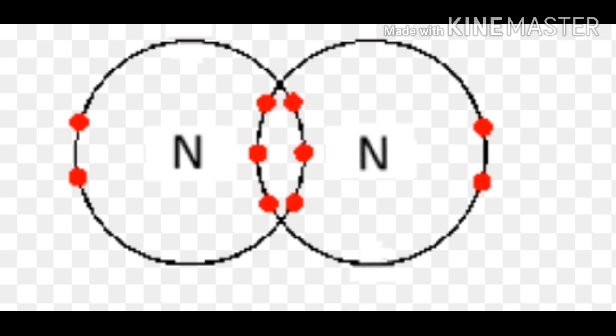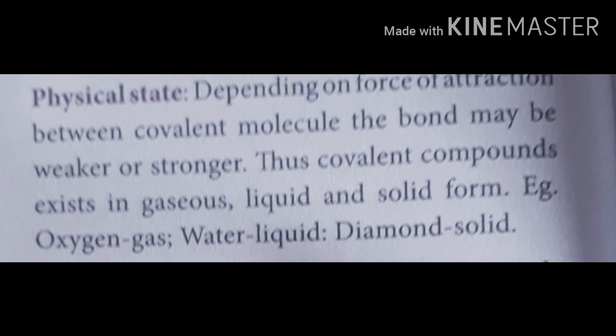A triple bond is formed because 3 electrons are shared in it. So a triple bond is formed between the nitrogen atoms. This bond is called a covalent bond. Okay, hope you understand the illustrations. Next one is the characteristics of a covalent bond.